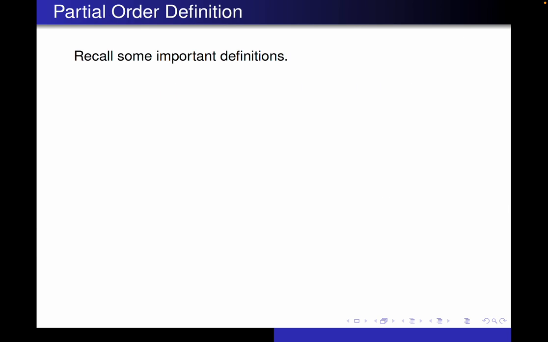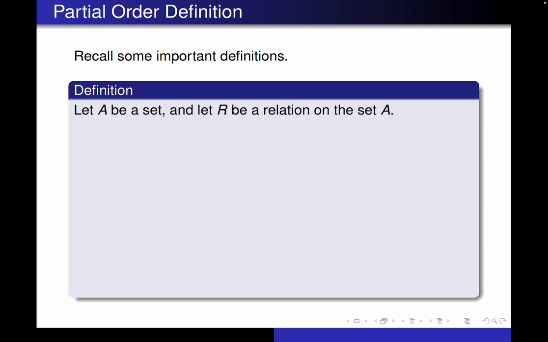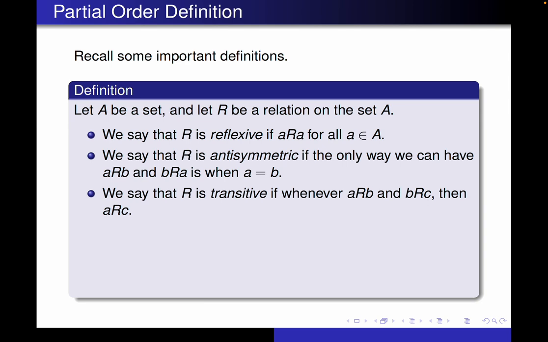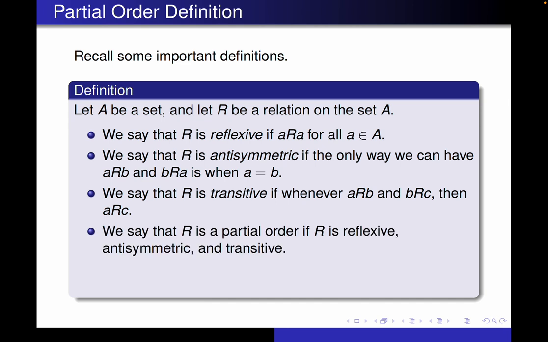So recall some important definitions from before. First of all, if you have a set A and a relation R on that set, we say that R is reflexive if every element in A is related to itself. We say that R is antisymmetric if the only way we can have A related to B and B related to A is when A is equal to B. And finally, we say that R is transitive if whenever A is related to B and B is related to C, then A is related to C. And if we have all these properties, we have what's called a partial order.